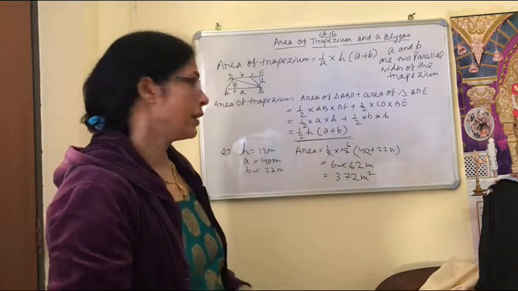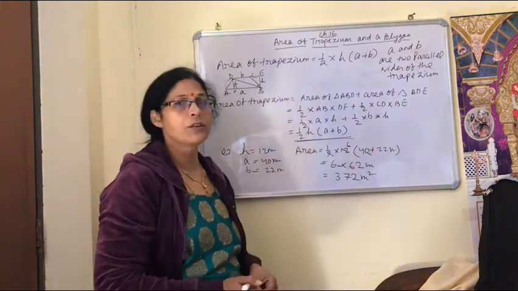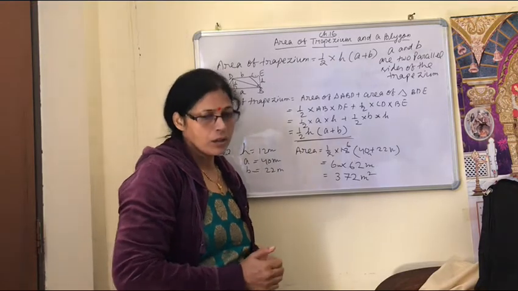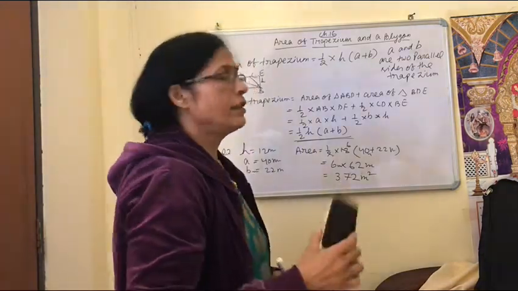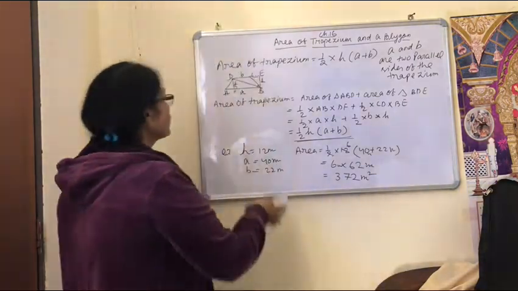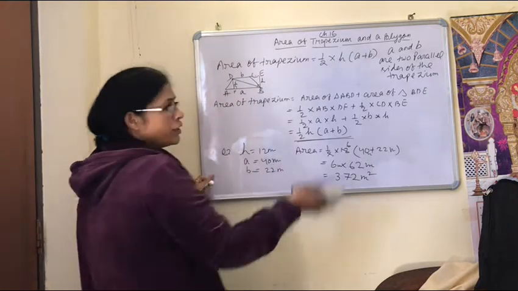So what is the area of the trapezium? 372 meter square. This is your area of trapezium. Now we have to find out the area of rhombus and area of polygon also. So first, area of rhombus.